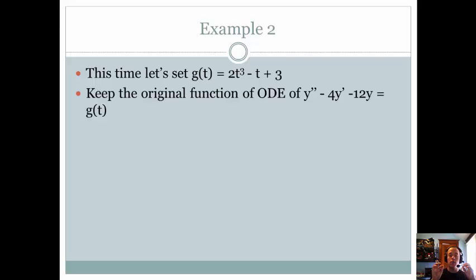And to make things easier, we're going to keep our original function on the left side, y double prime minus 4y prime minus 12y, because we already know the homogeneous solution to it. So all we need to do is find the particular solution to it.